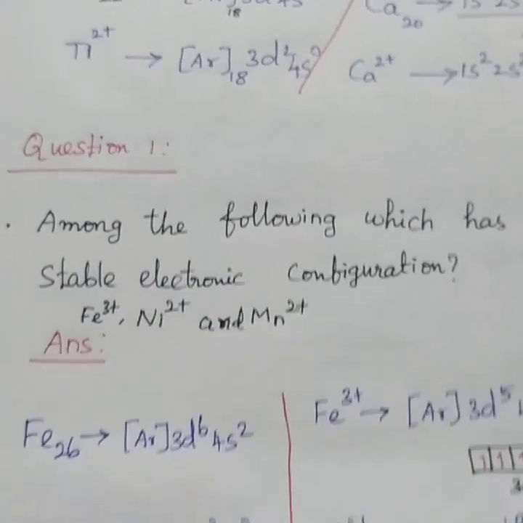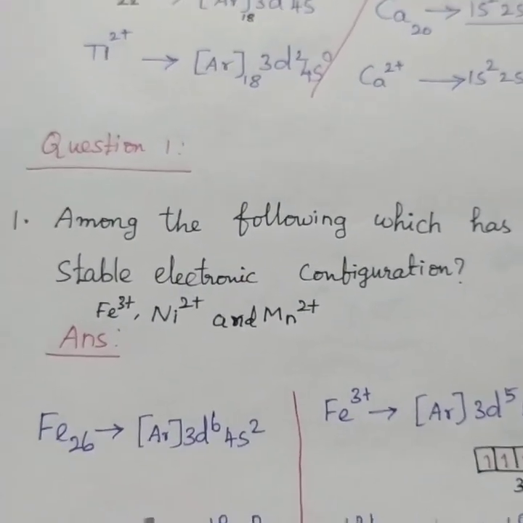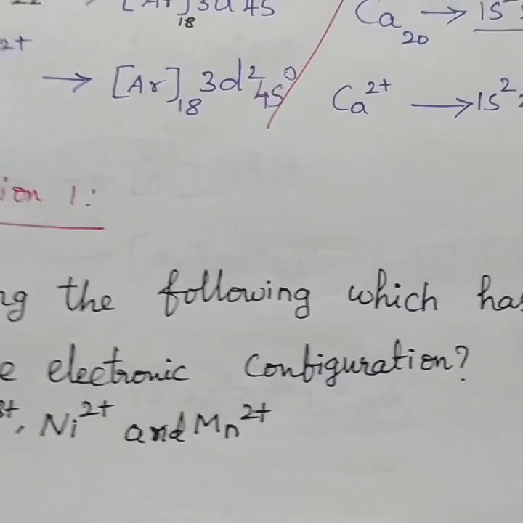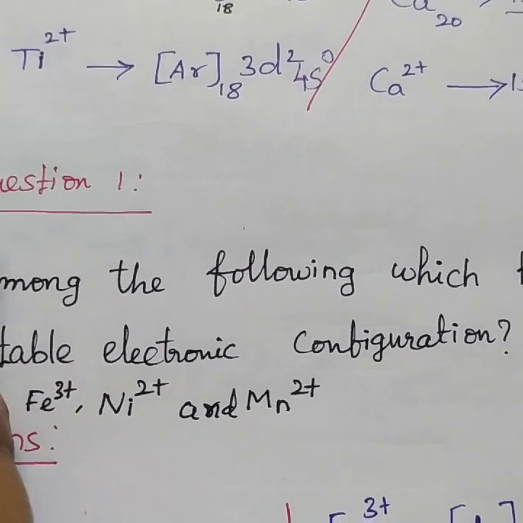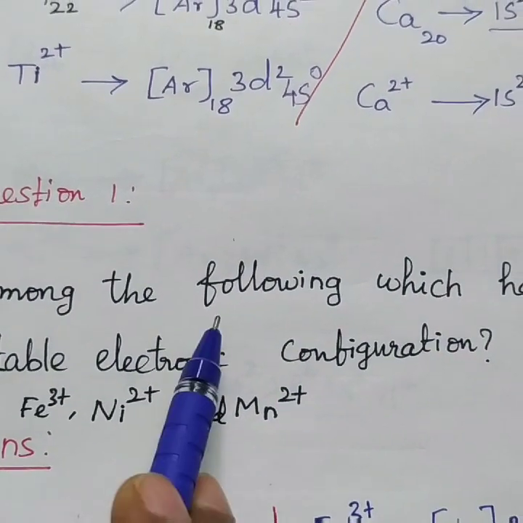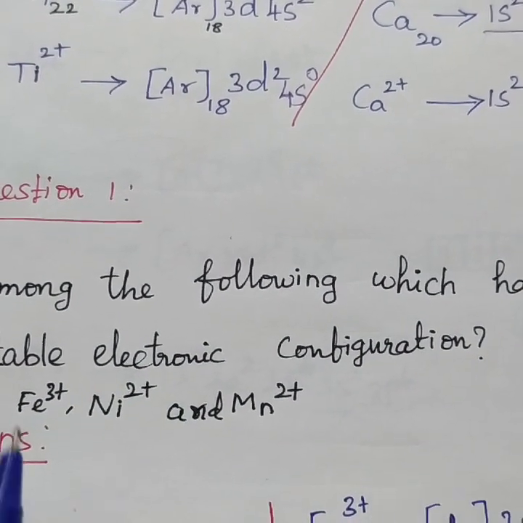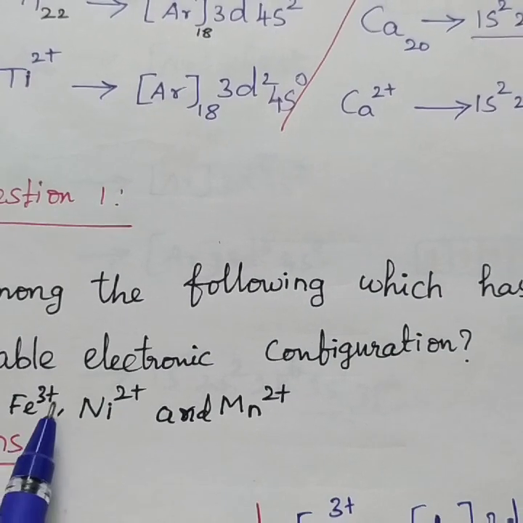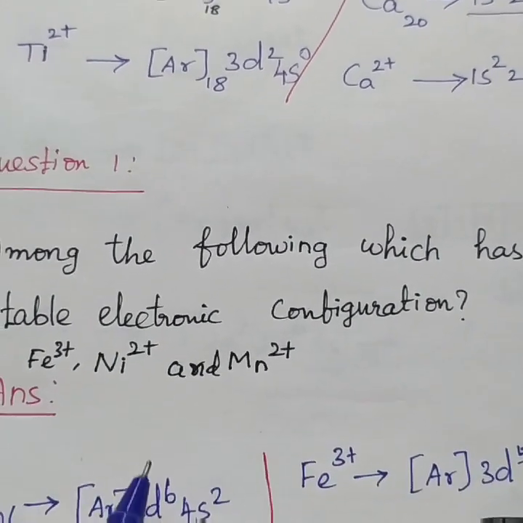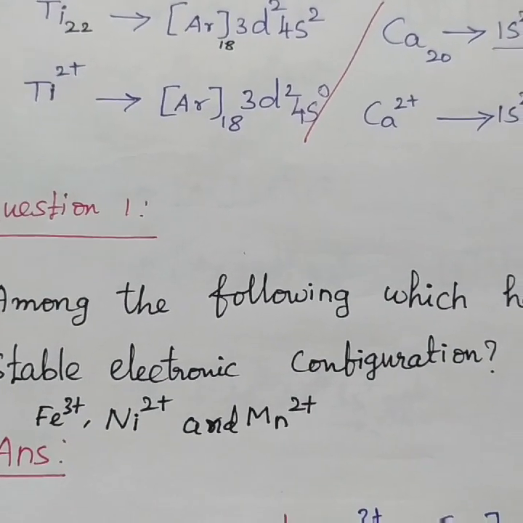Okay. Now, based on the electronic configuration, we are going to solve questions on how to identify stability and unpaired electrons. Question number 1: among the following, which has the stable electronic configuration? Fe3 plus, that means iron 3 plus, nickel 2 plus, and Mn 2 plus. Among these three, we are going to find out which has the stable electronic configuration.